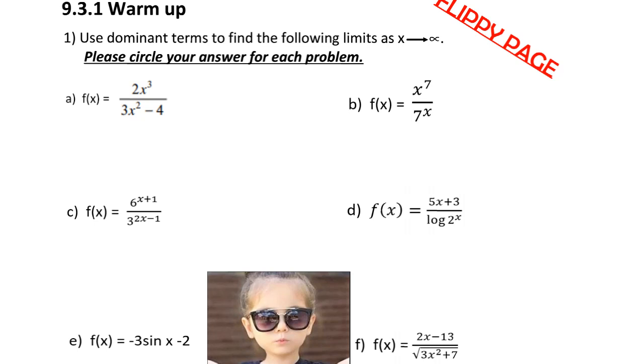Good morning. We'll start with section 931. Open your toolkit to page 54. Try the warm-up from lesson 931, on page 54. Pause me when you're done, come back, and then let's check this warm-up.